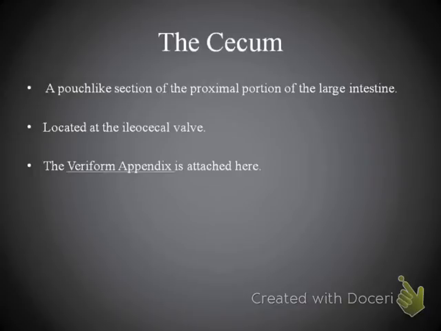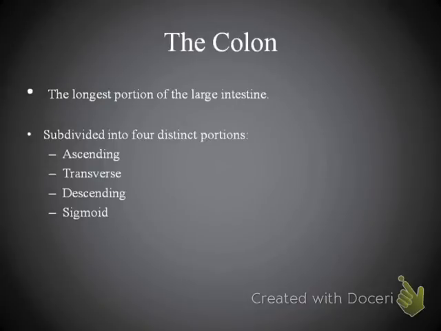So if we first begin with the large intestine, we have to begin with the cecum. The cecum is a pouch-like section of the proximal portion of the large intestine, and it's located at the ileocecal valve, and it is where the vermiform appendix is attached. The colon, typically what we're thinking about, is the longest portion of the large intestine, and it's divided into four distinct portions: the ascending, transverse, descending, and sigmoid.